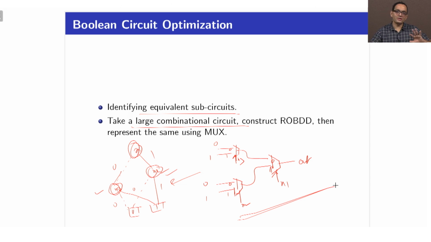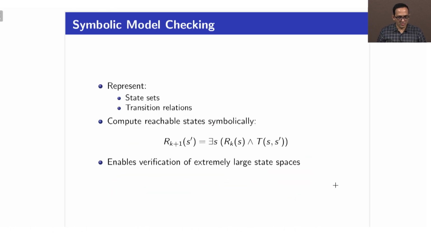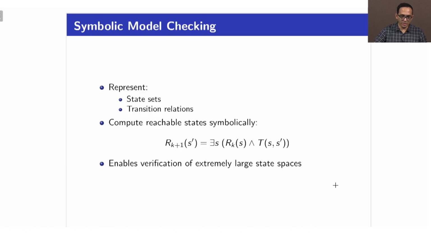So, what I can do is, if I have a big unoptimized circuit, I construct this ROBDD, and then I can get a mux level circuit directly from this ROBDD. This is what we can do in circuit optimization. We can also do symbolic model checking, which I am going to talk about in much more detail in subsequent classes where I talk about model checking.